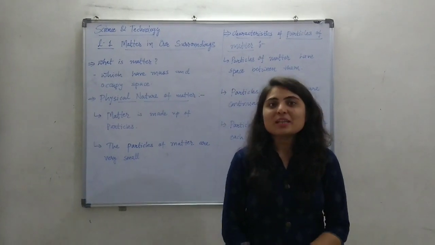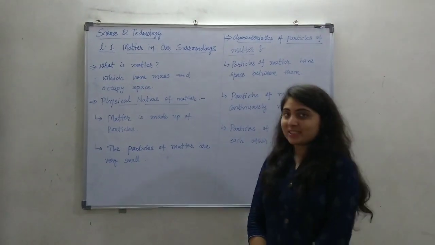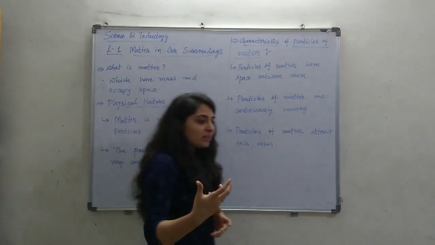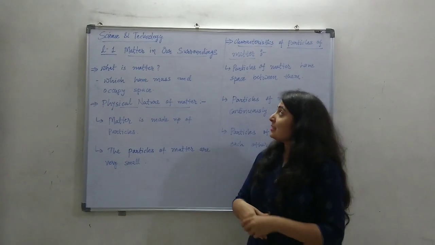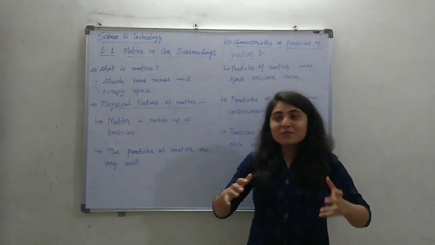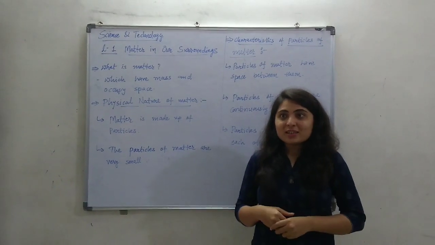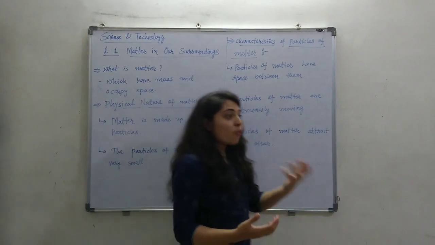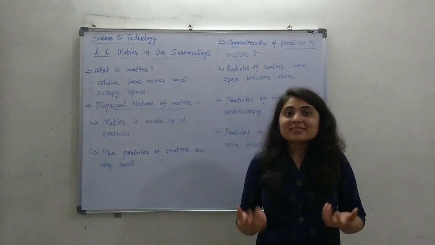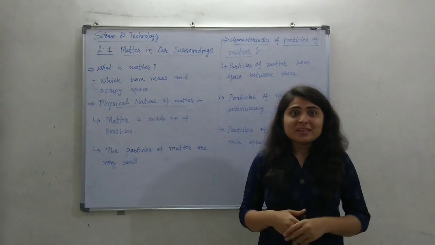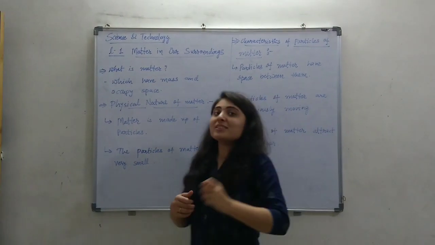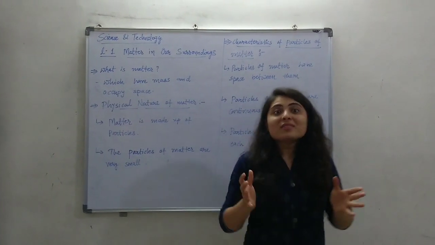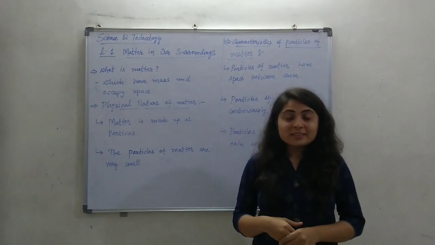Today we are going to learn lesson number 1, Matter in our surrounding. Let us start. When we see in our surrounding, what are we seeing? We are seeing animals, plants, vehicles, water, mountains, stars, many things. When we think of these things, the first question arises: what are these things made of?